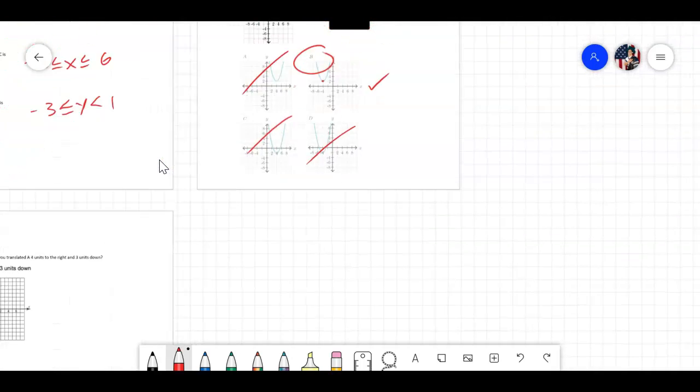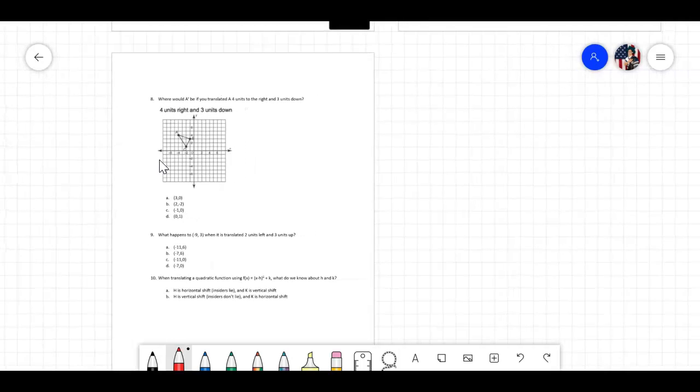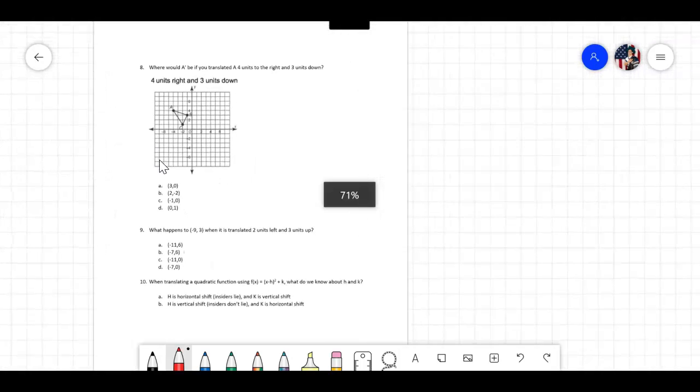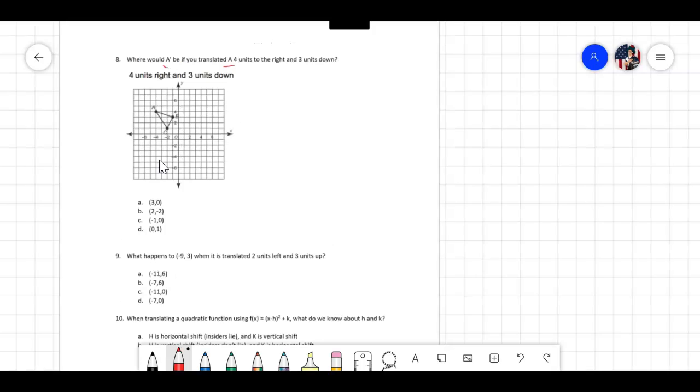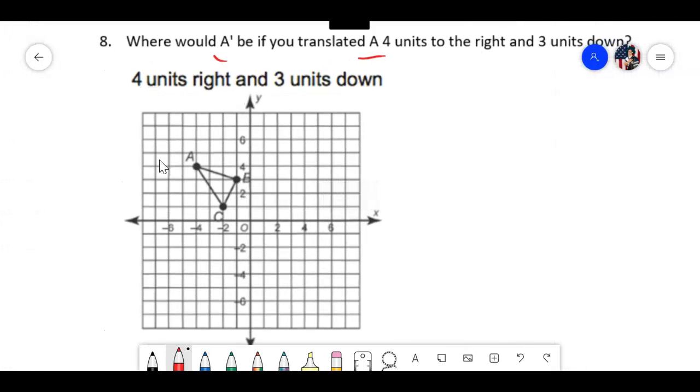All right, so that was number 7. We got 3 more to go. Not a super long test. All right, on number 8. Where would A prime be if you translated A 4 units to the right, 3 units down? So notice we're talking about letter A, a new A. So starting at A, we're going 4 right, 3 down. So here we go. 1, 2, 3, 4, and then 3 down. 1, 2, 3. This has no liars or anything like that because we're not using function. So A prime is that point right there.